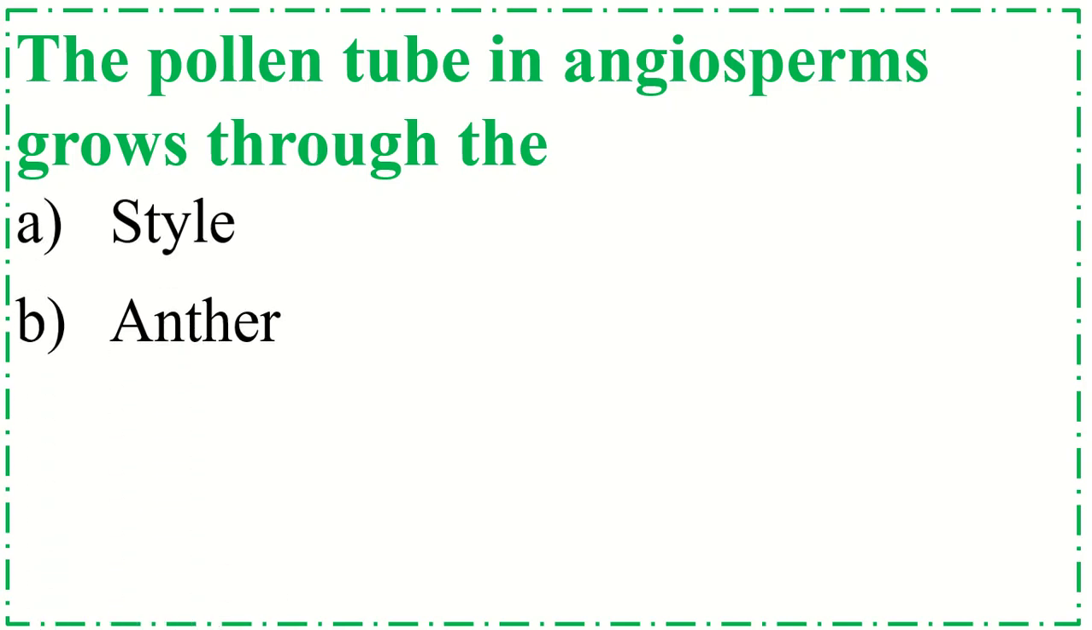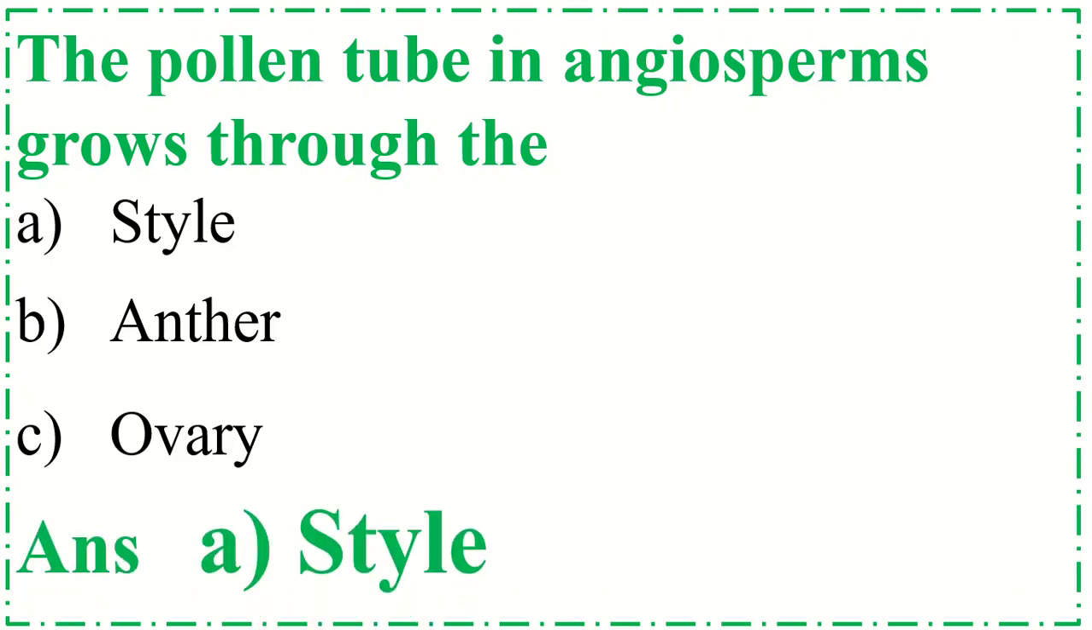The pollen tube in angiosperms grows through the: option A, style. B, anther. C, ovary. Correct option is A, style.